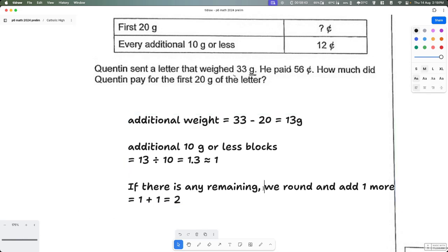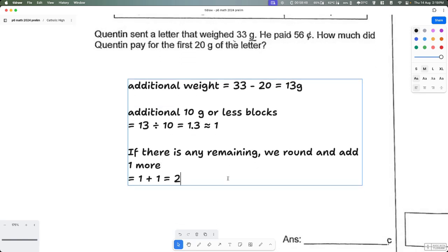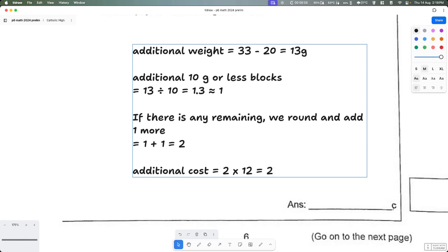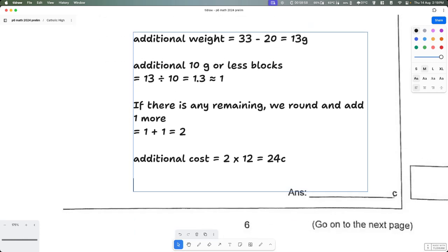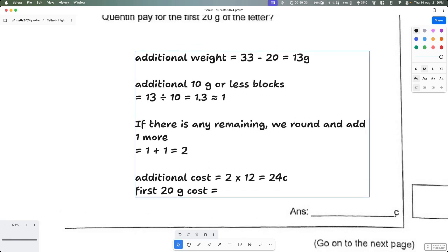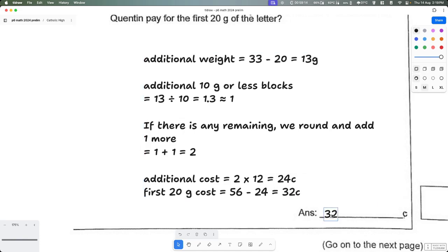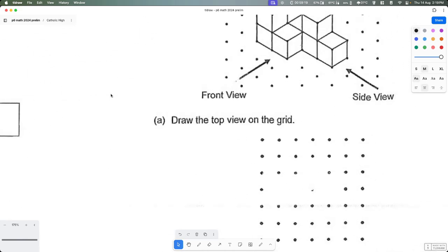Okay, so for this, that means additional cost is equal to 2 times 12, equal to 24 cents. So first 20 gram cost is equal to, what's the total? 56 cents minus 24. This will then become 32 cents. So the answer to this is 32 cents. Okay, there you go. All right, so let's move on to the next question.